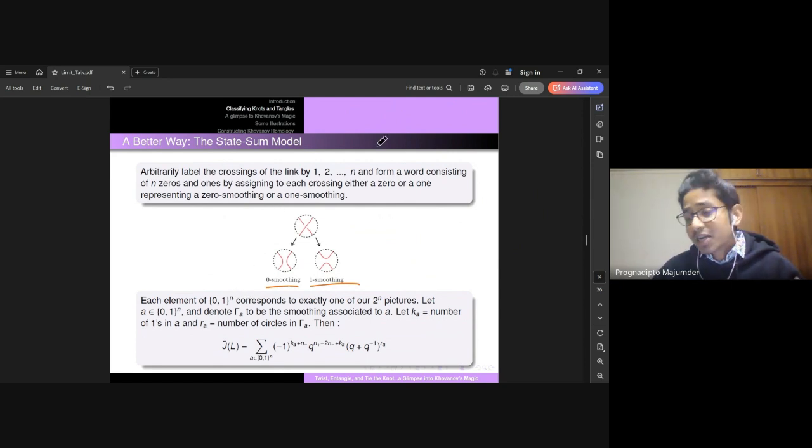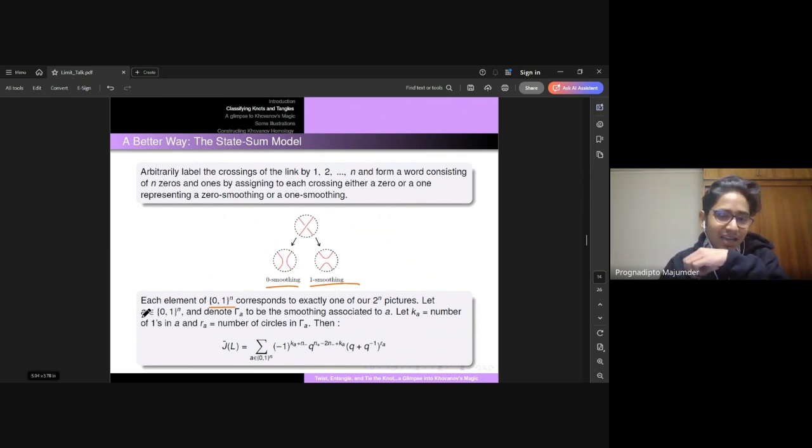So now what I do, I label the crossings 1 to n. For each of these 1 to n crossings, I can make an n-letter word. Either I make a 0 smoothing there or I make a 1 smoothing there. So I have a word, and each element of {0,1}^n corresponds to one of our pictures, one of our smoothings.